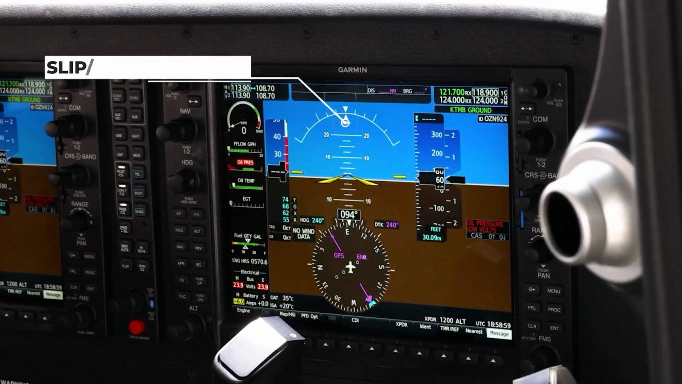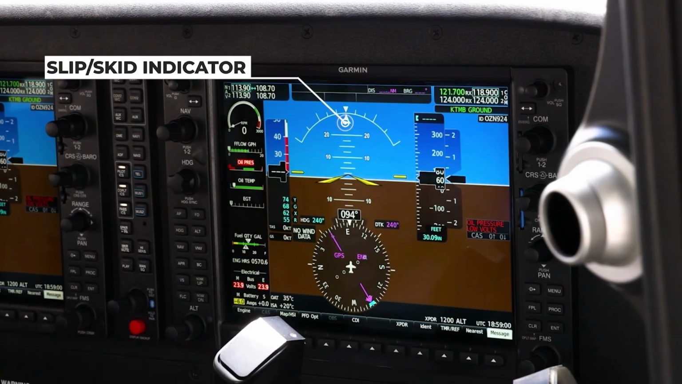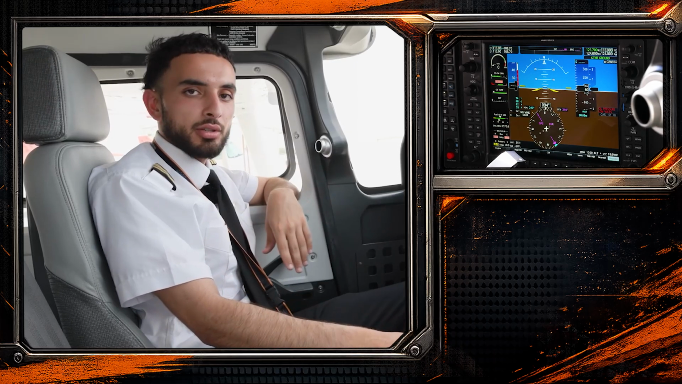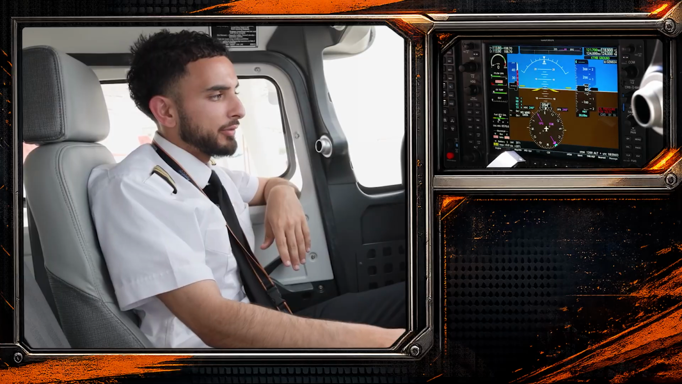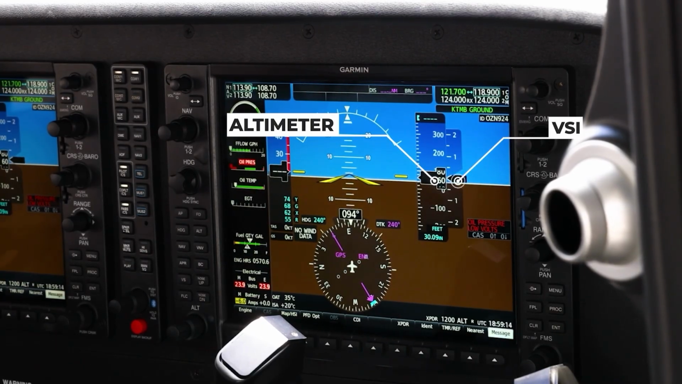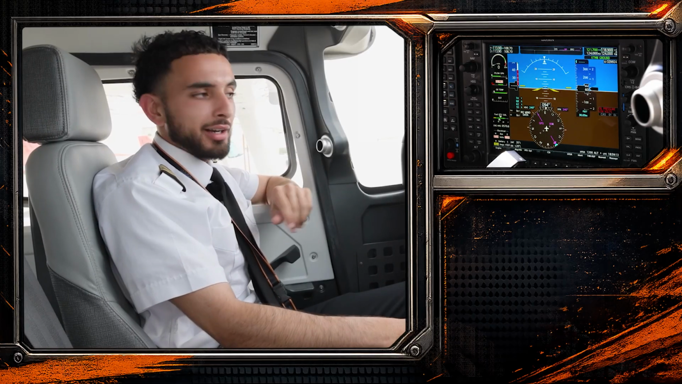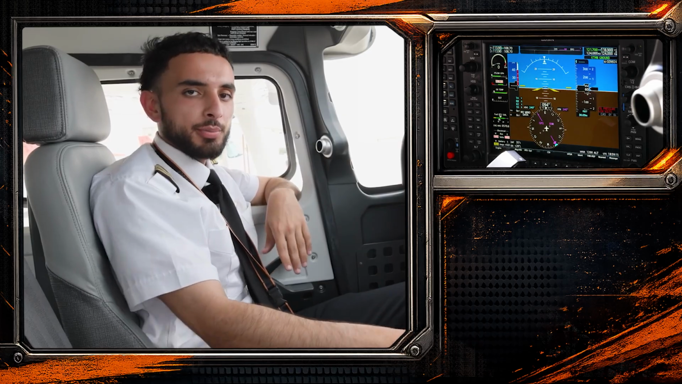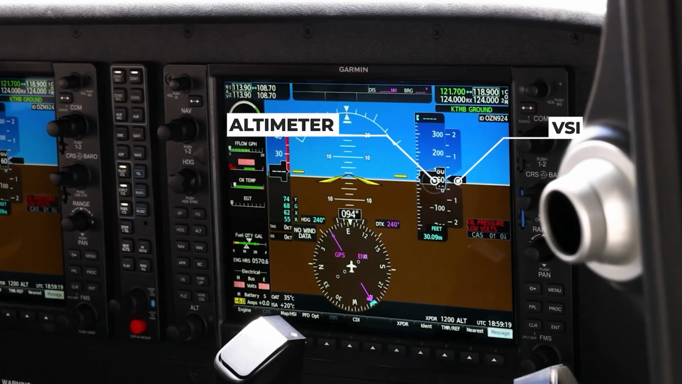At the top of that, this portion of it is the slip skid indicator. Tells us our coordination while we're flying the aircraft. On the right side of that right here, where we see the number 60, is our altimeter. And to the right of that, there's nothing displayed at the moment, but that's because we're not climbing or descending. That's where our vertical speed indicator information is displayed.